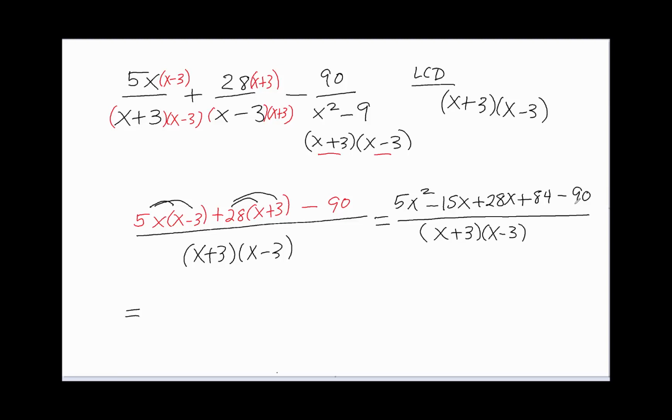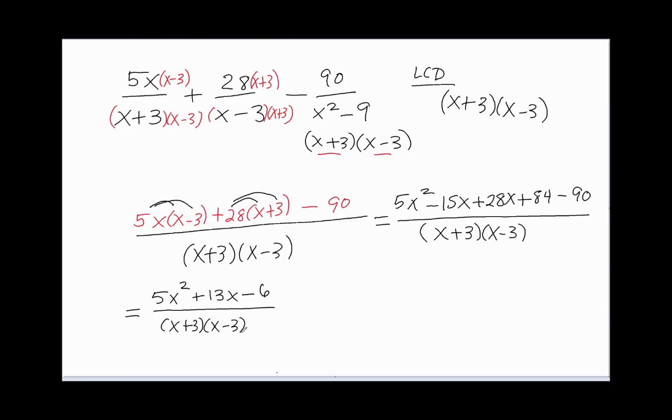Now I need to clean up my numerator by combining like terms. 5x squared. I've got a minus 15 and a plus 28. That's going to be a plus 13x. And a plus 84 and a minus 90 is a minus 6, over (x plus 3)(x minus 3).